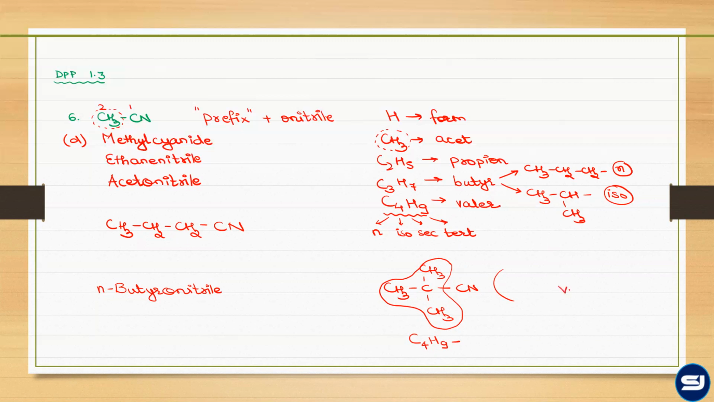So obviously, the name here should be valeronitrile. Now, valeronitrile is an incomplete name. That's what I'm explaining here. To make it complete, this butyl is not N-butyl, isobutyl, or sec-butyl. It is tert-butyl. That is why the correct name would be tert-valer-O-nitrile. Tert-valer-O-nitrile. Understood, everyone? Yes, sir.